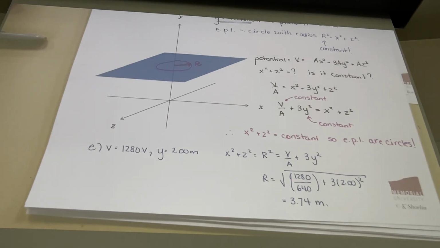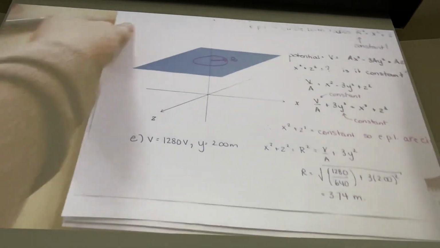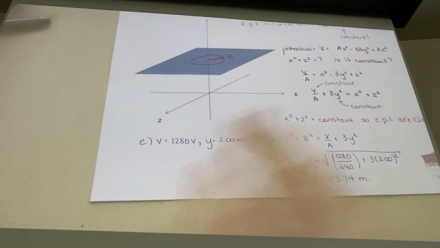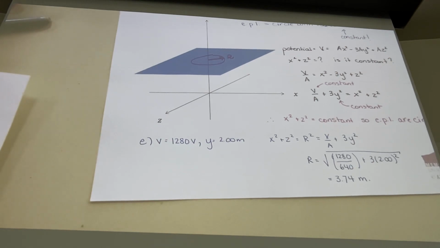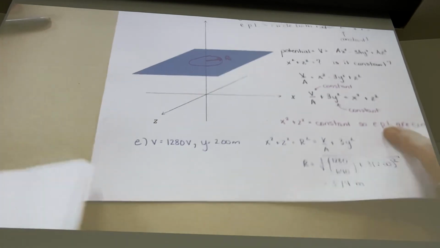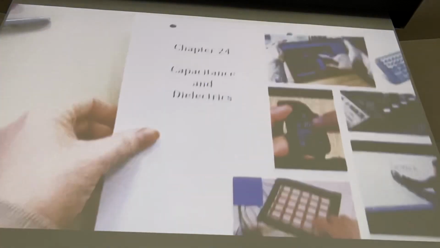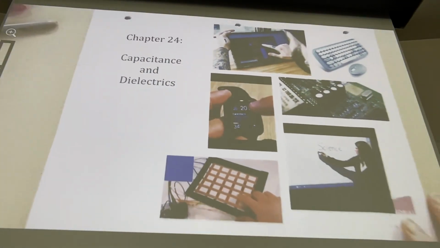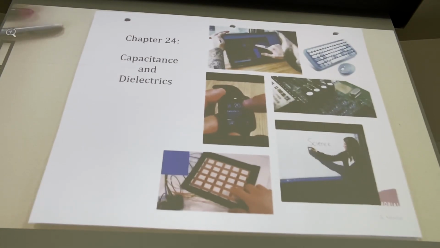Okay. So that leaves us ready to start chapter 24. We're going to stay with that material for quite a while. So chapter 24 is all about capacitance and dielectrics.